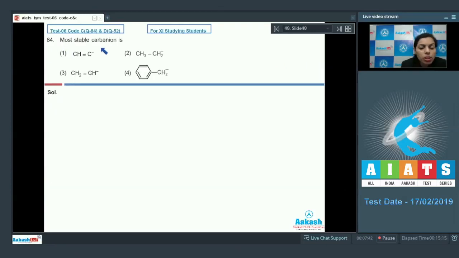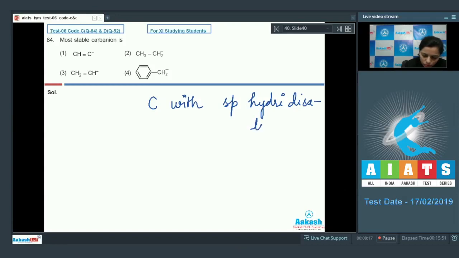Question number 84. Most stable carbanion is. We have 4 options given here in which carbanions are given. You need to find out the most stable carbanion. Carbanion means carbon with negative charge, and the negative charge is stabilized if it is present on an electronegative atom. If we look at all these carbanions, we'll see that the negative charge is on a carbon atom, but the carbon atom with sp hybridized orbital is more electronegative.